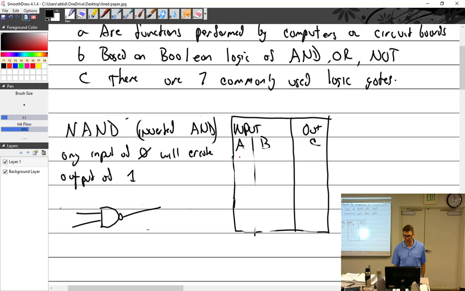Any input of 0. So if we have 0 and 0, we get 1. A 1 and a 0, we get, what's that? Oh, any input of 0 will create an output of 1. That is correct. So 1 and a 0, any input of 0 is a 1. So 0 and a 1 is 1, and a 1 and a 1 is a 0.